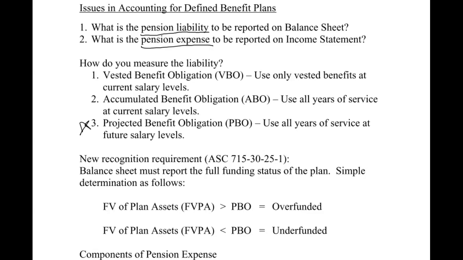All right. So let's look at this. If you read through all of them, when you get down to this one, notice it says use all years of service at future salary levels. So all years of service will be the biggest number. And future salary levels, typically people get paid more at the end of their career, so the future salary levels will be higher. So this results in essentially having the largest liability. So it's kind of, in a way, the most conservative one because it reports the largest liability. So that's the one we're going to use.